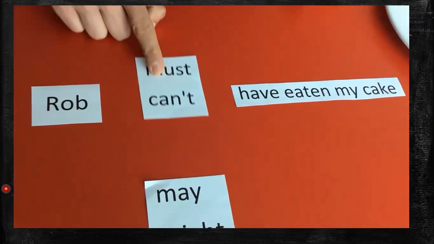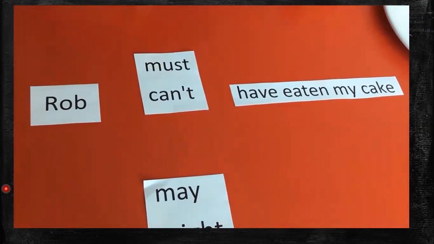Now, Rob must have eaten my cake is a measure of confidence. It means that I am extremely confident that Rob did this at some time in the past. When we change the modal verb, we change the level of confidence. For example, Rob can't have eaten my cake. This means I think that this is impossible, but I know he did it.